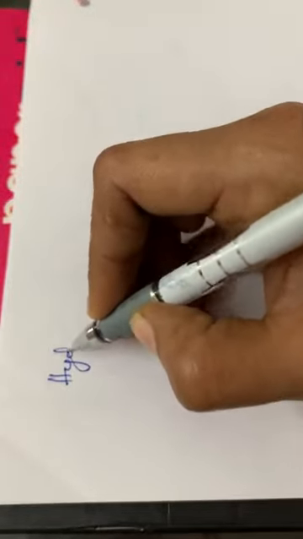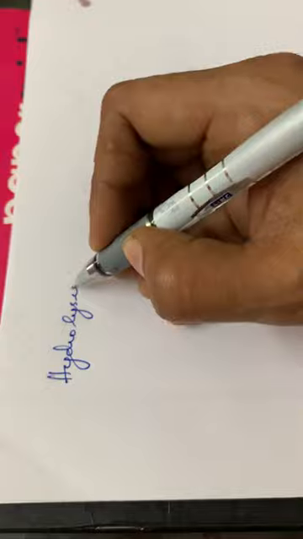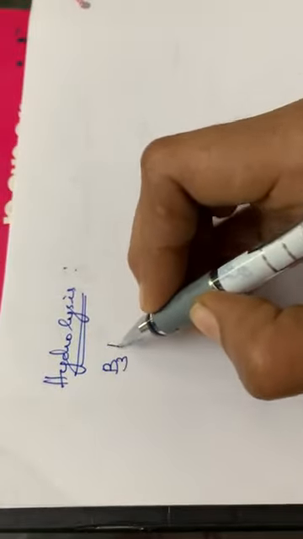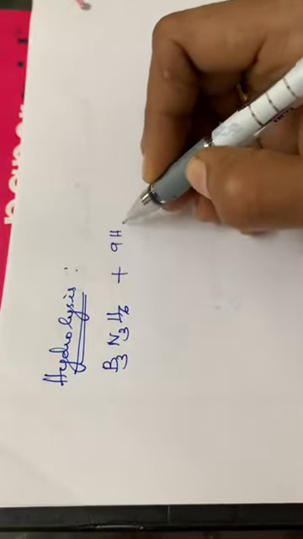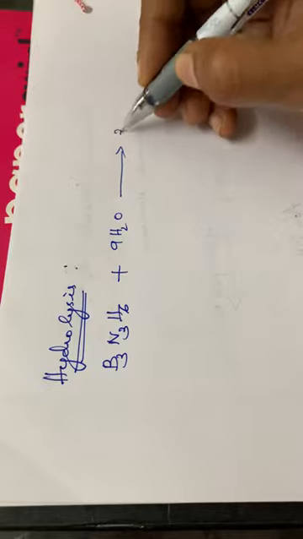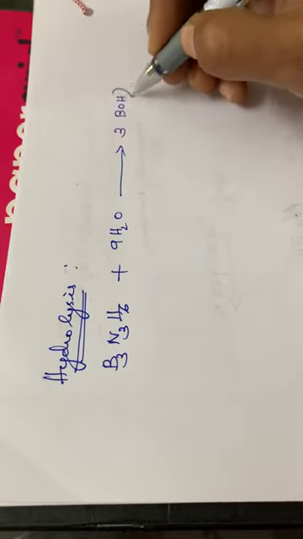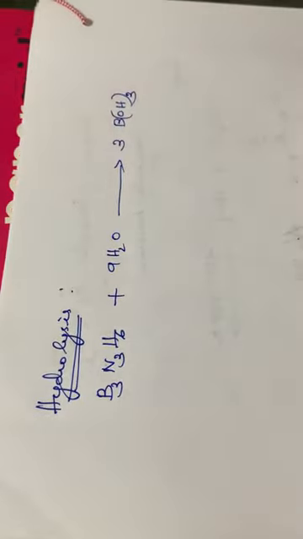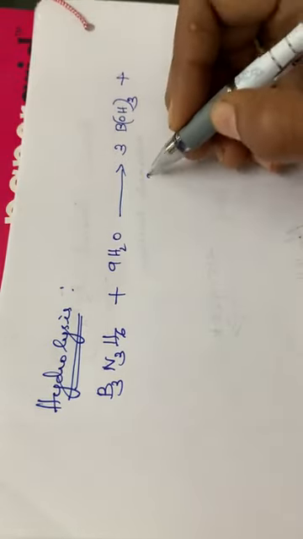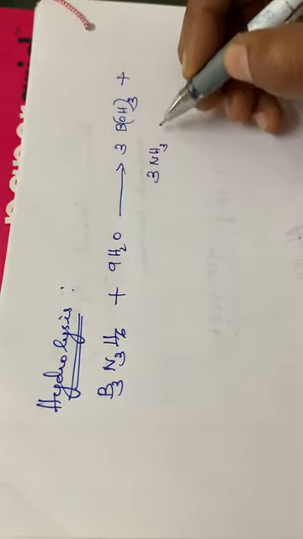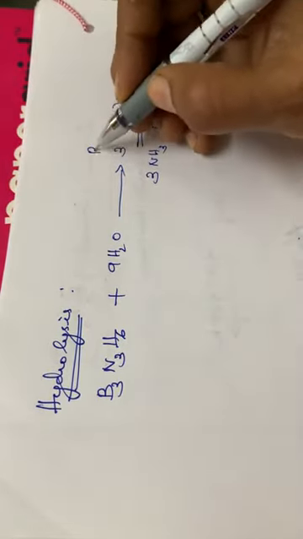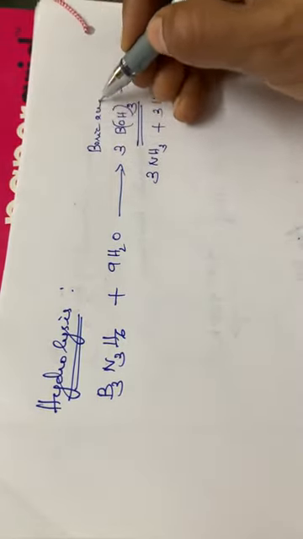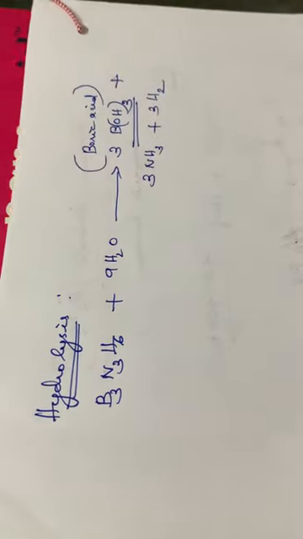Hydrolysis of boracene or borazole. B3N3H6 boracene plus 9 molecules of H2O, giving 3 B(OH)3, that is boric acid, H3BO3 or B(OH)3, plus 3 molecules of ammonia plus 3 hydrogen. See here on hydrolysis we will be having boric acid, H3BO3. This is boric acid, a simple reaction, hydrolysis.